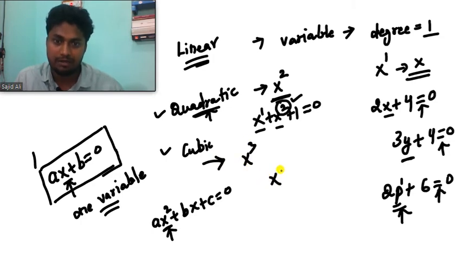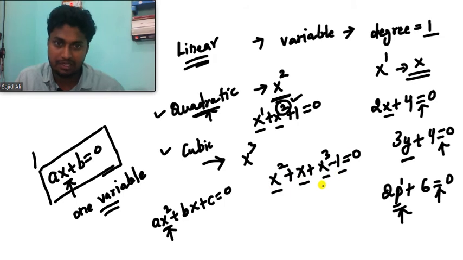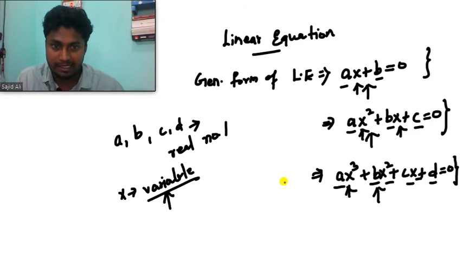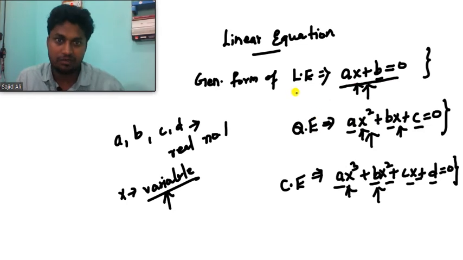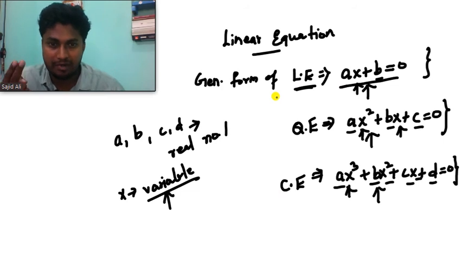For example, x² + x³ − 1 = 0. If you see, the variable is x, 1 is the constant, and the highest degree is 3. So we can call such an equation a cubic equation. That's what I had written here. This is an example of a cubic equation, this is an example of a quadratic equation, and this is an example of a linear equation. So I hope the concept of linear, quadratic and cubic equations has been clear.